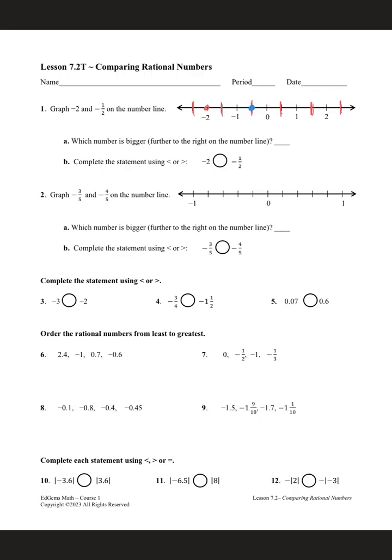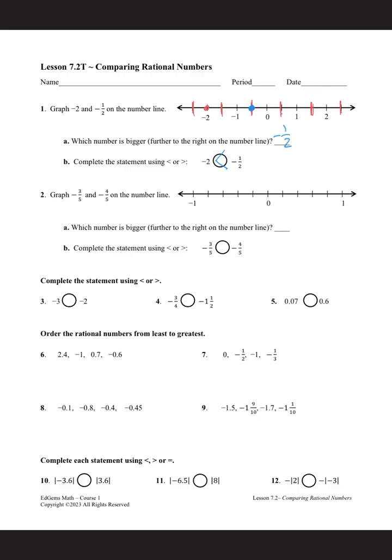Out of those two numbers, which one is bigger, or farther to the right on the number line? Or, like I like to say, which one of these two numbers is closest to 0? That would be negative 1/2. So complete the statement using less than or greater than. Negative 2 is actually less than negative 1/2 because negative 2 is farther away from 0 than negative 1/2.